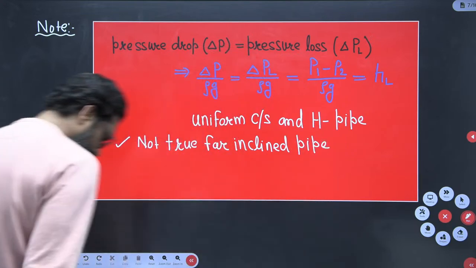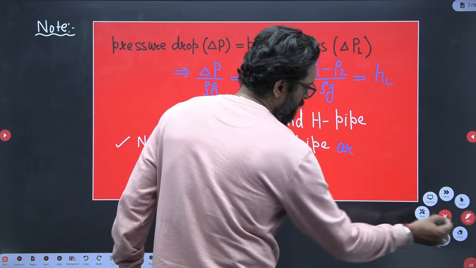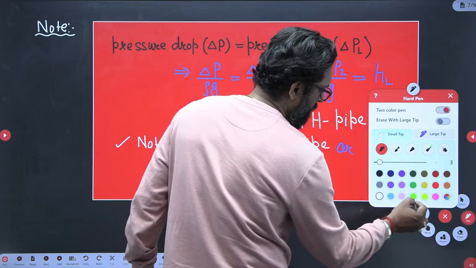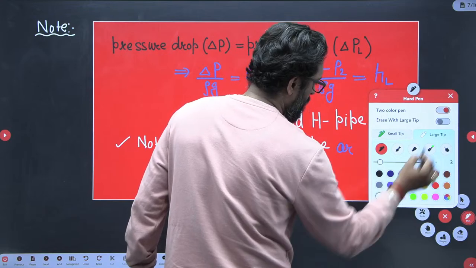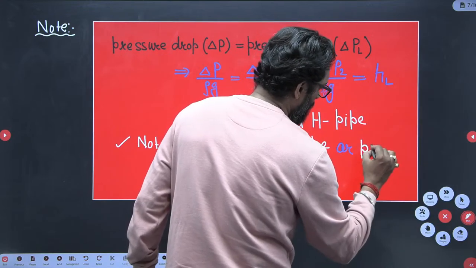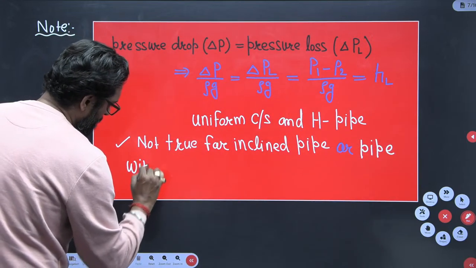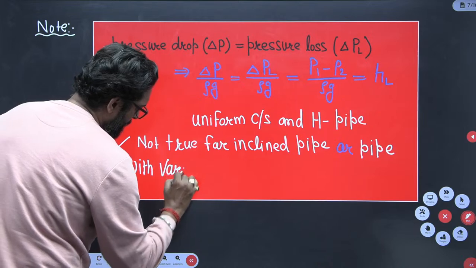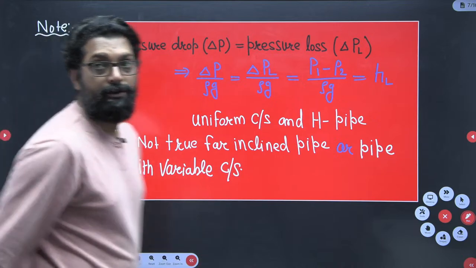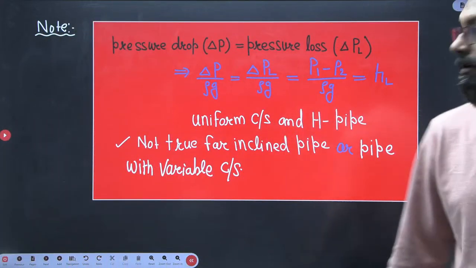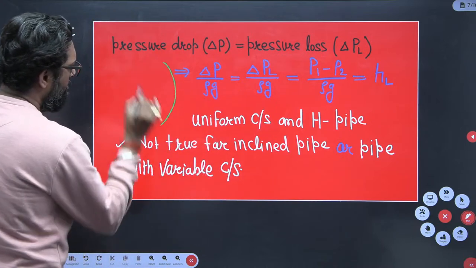Inclined pipe or pipe with variable cross section. This is very important, pipe with a variable cross section. And one thing, so we have to require a pumping power.